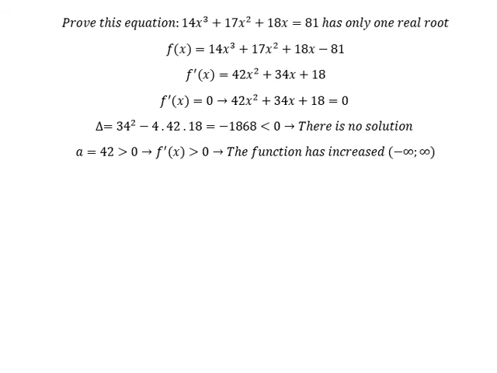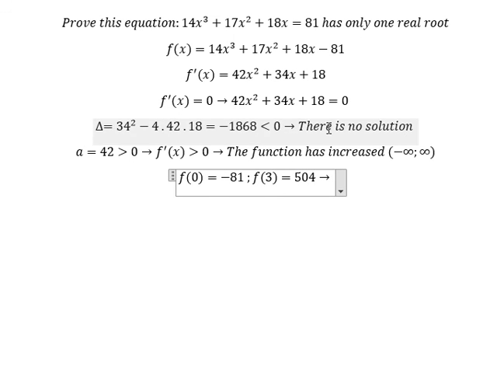And we know that f of 0, we put number 0 in this way, and you got negative 81. But if we put number 3, you will get 504. So the function has increased from negative infinity to positive infinity, and at s equal to 0, you got negative 81, and at s equal to number 3, you got 504.